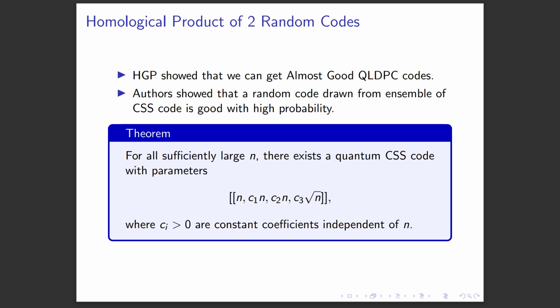The author rigorously proves that the homological product code of two random codes drawn from an ensemble of codes, which need not be QLDPC codes, will be a good code with high probability, using some statistical arguments and other mathematical arguments.